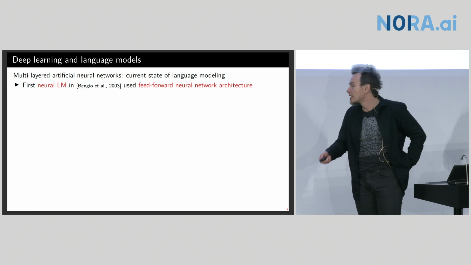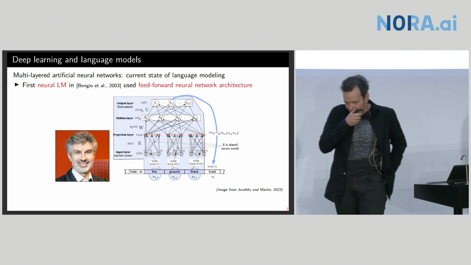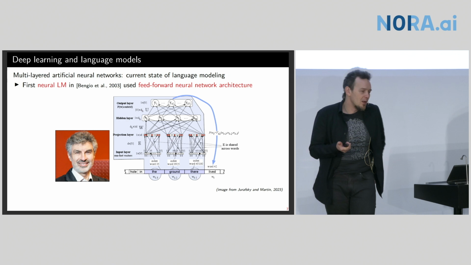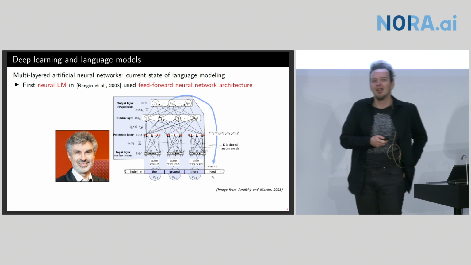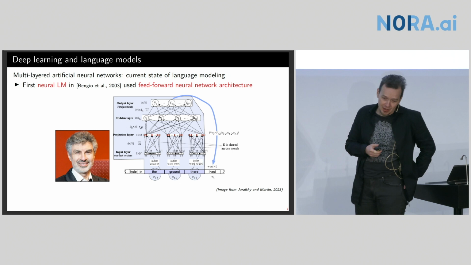And actually, the first neural language model was proposed in 2003 by Yoshua Bengio from the University of Montreal. You can thank this guy for ChatGPT, because without Bengio, we wouldn't have any neural language model. He got his ACM Turing Award several years ago, and this was quite fair, because he's indeed one of the fathers of modern deep learning in general, and neural language modeling in particular.